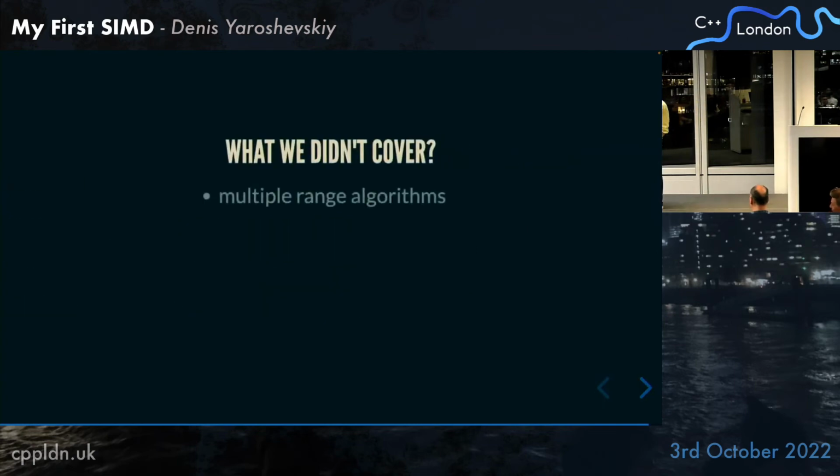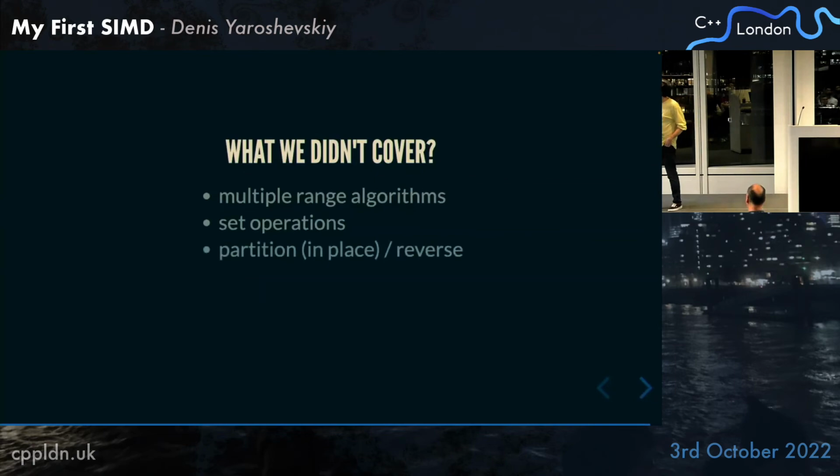What did we cover? Multiple ranges algorithms. If you can do them, no problem, we just didn't have the time. How to do set operations: some things are possible, some things I don't know yet. How to do merge, I know. How to do set union, not yet. How to do partitions, how to do reverse. Floating point is all done.